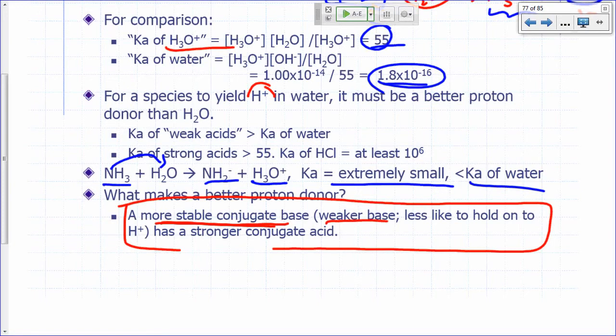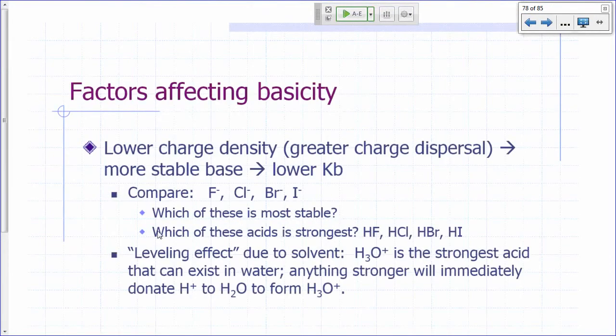What that means is it's less likely to hold on to a proton. It would rather be by itself. It has a greater tendency of just being by itself because it's more stable. So it has lesser tendency to accept a proton. Okay? So a more stable conjugate base gives you a weaker base. It will have a stronger conjugate acid. Okay. So let's take a look at an example.